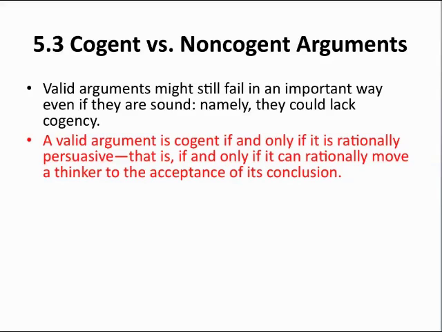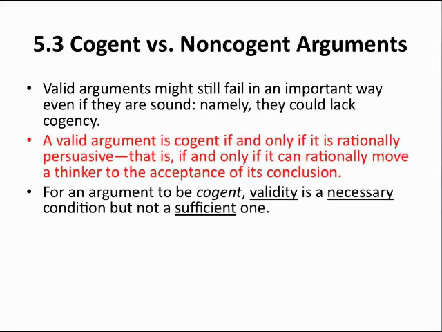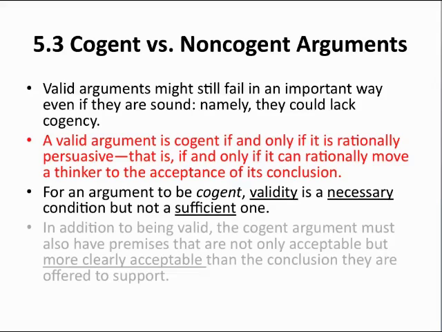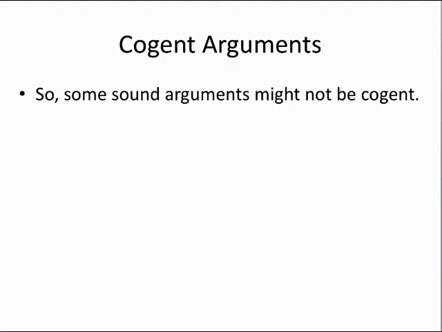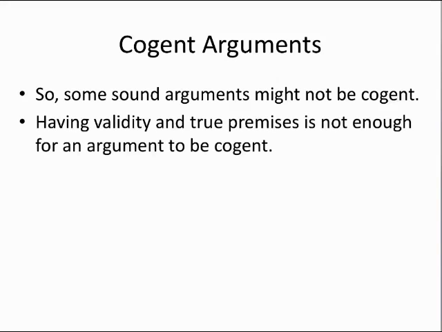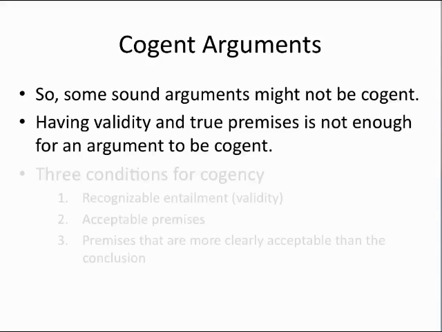and only if it is rationally persuasive. Another way of understanding this is to recognize that validity alone isn't logically sufficient for an argument to be cogent. For a valid argument to be cogent, the premises must be more clearly acceptable than the conclusion. This means that some sound arguments, that is, deductive inferences that have both true premises and a valid form, might not be cogent. So argumentative cogency is an additional characteristic that goes beyond argumentative soundness.